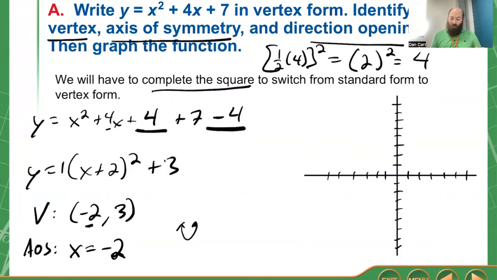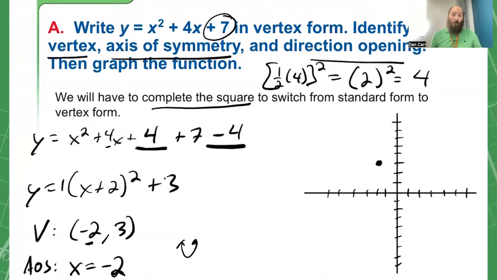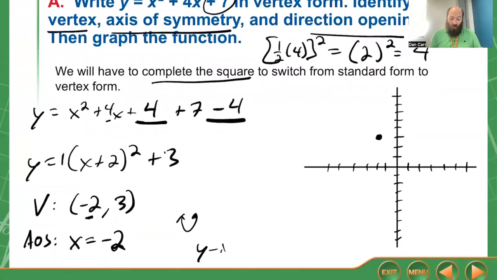So since I have my vertex, I'm going to go ahead and plot that. So negative 2, and positive 1, 2, 3 is right here. Remember, I need one more point, and I can use my symmetry. We'll go back to the original problem. Remember, I got a positive 7 there. That's my y-intercept. So without doing any other work, my y-intercept is at the point 0, 7. So 1, 2, 3, 4, 5, 6, 7 right there.